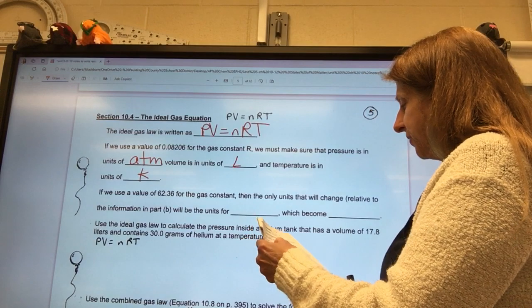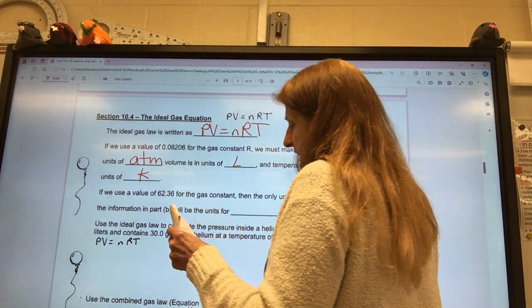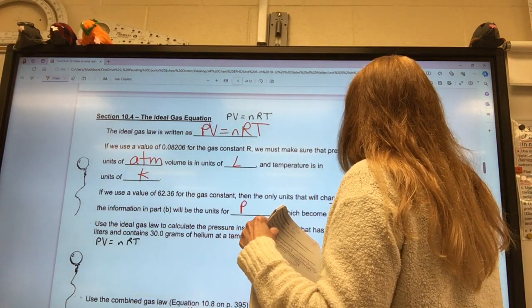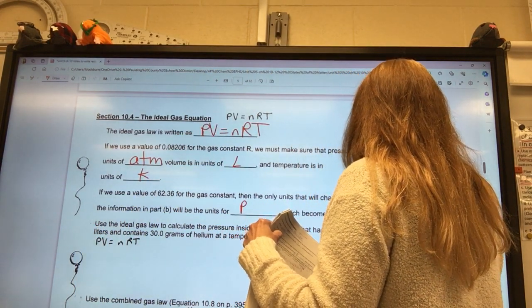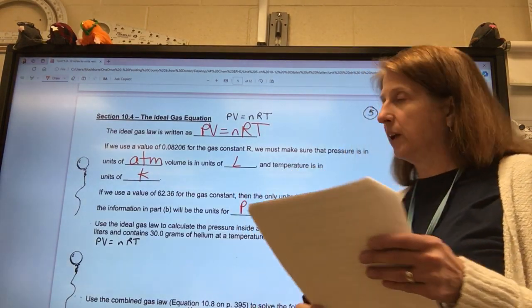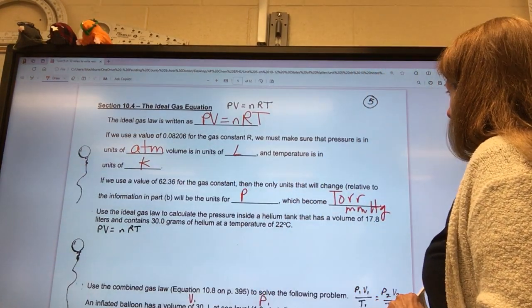Okay, if we use a value of 62.36 for the gas constant, the only thing that has to change is the units of pressure, which become torr, or millimeters of mercury. Remember, they're the same. They're both 760 equals 1 atmosphere. Okay, so now let's do a problem.